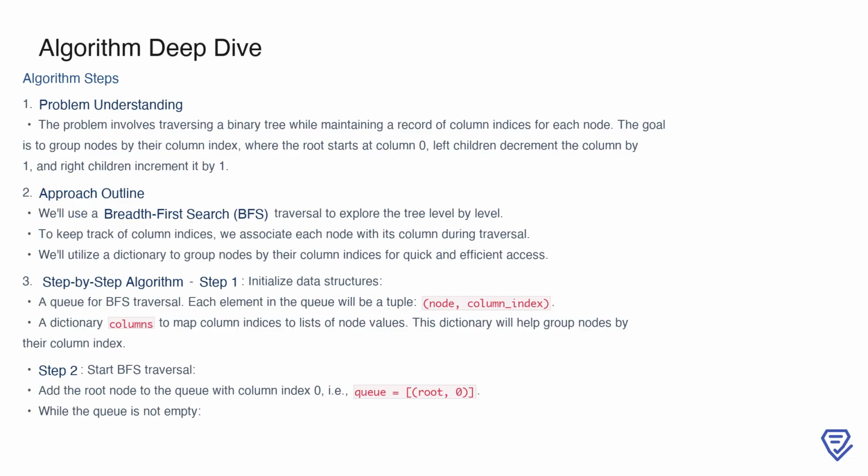To achieve this, we use a breadth-first search traversal. BFS is ideal because it processes nodes level by level, which aligns well with the problem's requirements. During traversal, we associate each node with a column index and use a dictionary to group nodes by these indices. The algorithm begins by initializing a queue for BFS and a dictionary for storing the column-wise node groupings. The root node is added to the queue with its column index of 0, and we proceed from there.